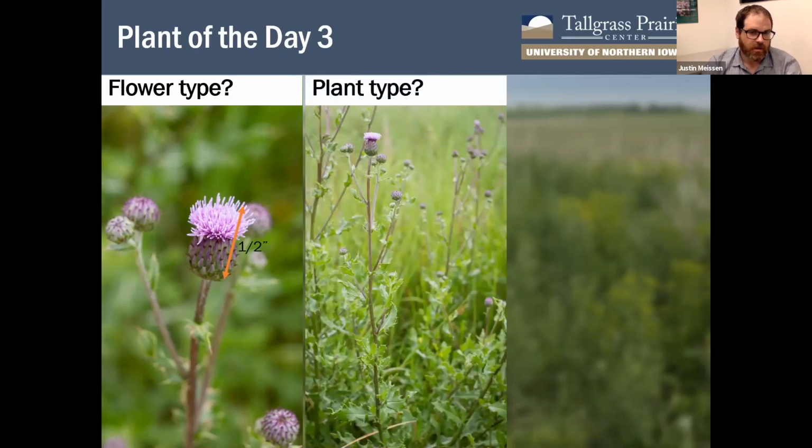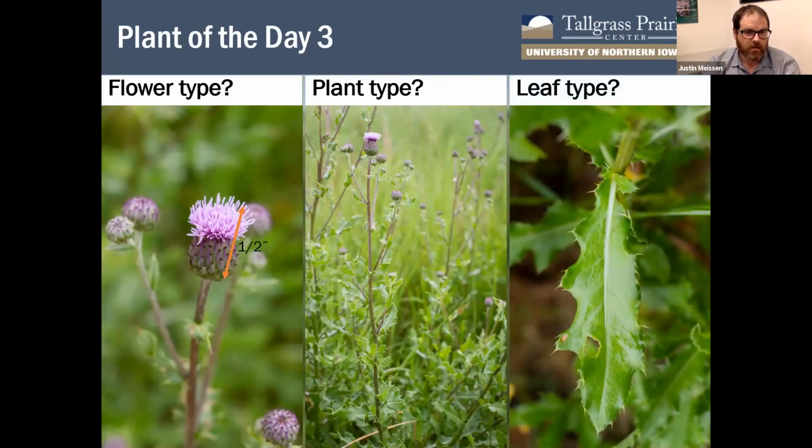Now let's take a look at the plant type. What is this looking like? Looks like an alternate leaved wildflower to me. Let's take a look at the leaves. What might that be? This one's a bit tricky, and some of the other leaves on the plant have more deep waves in the leaves, but this would be considered divided.